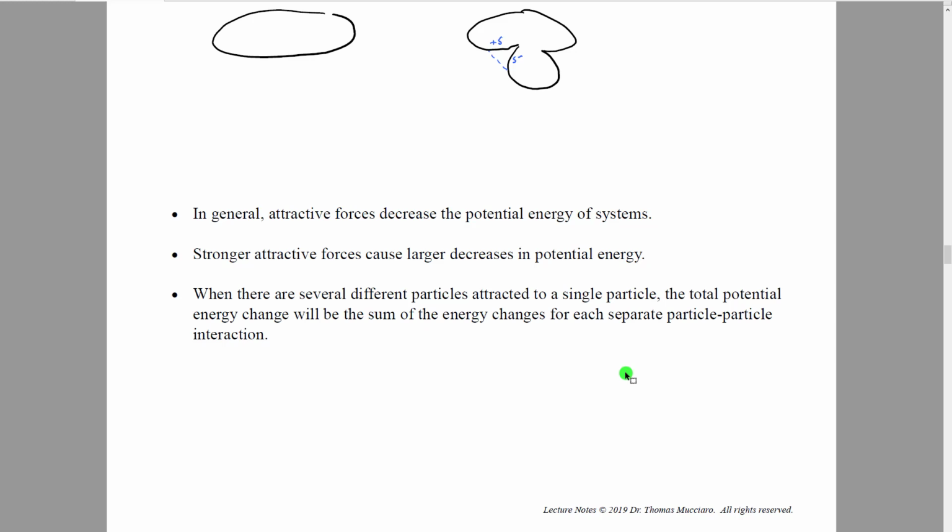So what you can get is a situation where, although the force doesn't seem as strong, because there's more of them, the net effect of that force is larger than perhaps a more simplified force with fewer attractive interactions. And we're going to see that in lab when we look at solubility.